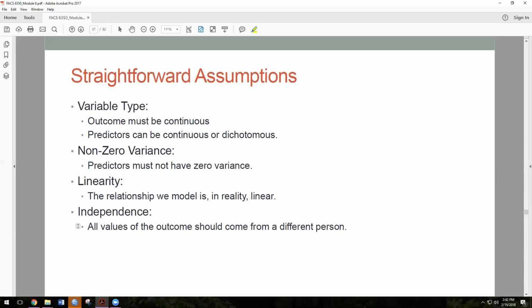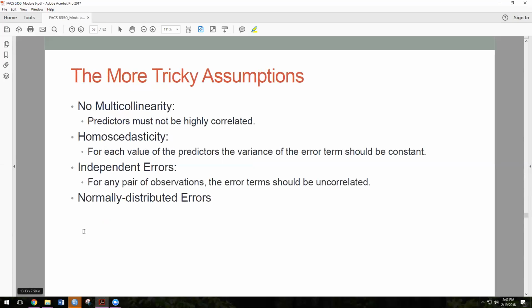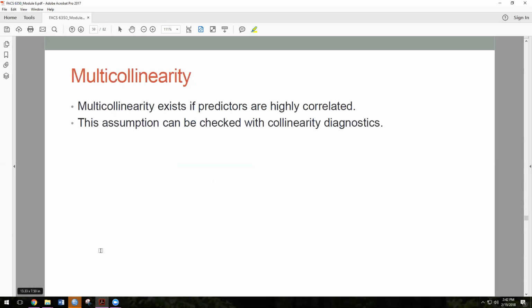So the things that are pretty straightforward that you've done all along have been checking on the variable type, looking for non-zero variance, looking for linearity, and then testing for independence. What's new is that you need to test for multicollinearity and homoscedasticity. The independence of errors and the normally distributed errors kind of follow along with the multicollinearity. So as long as you're testing for multicollinearity, you should be fine. Multicollinearity is when predictors are highly correlated. So you look at your collinearity diagnostics when you run your regression test in SPSS.